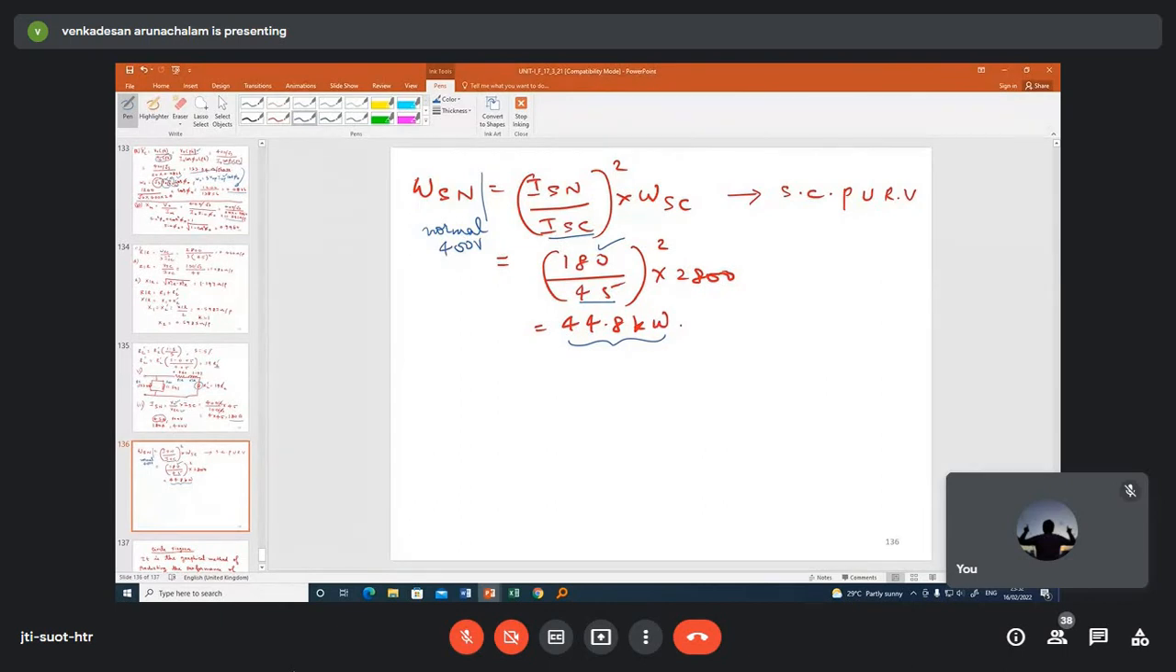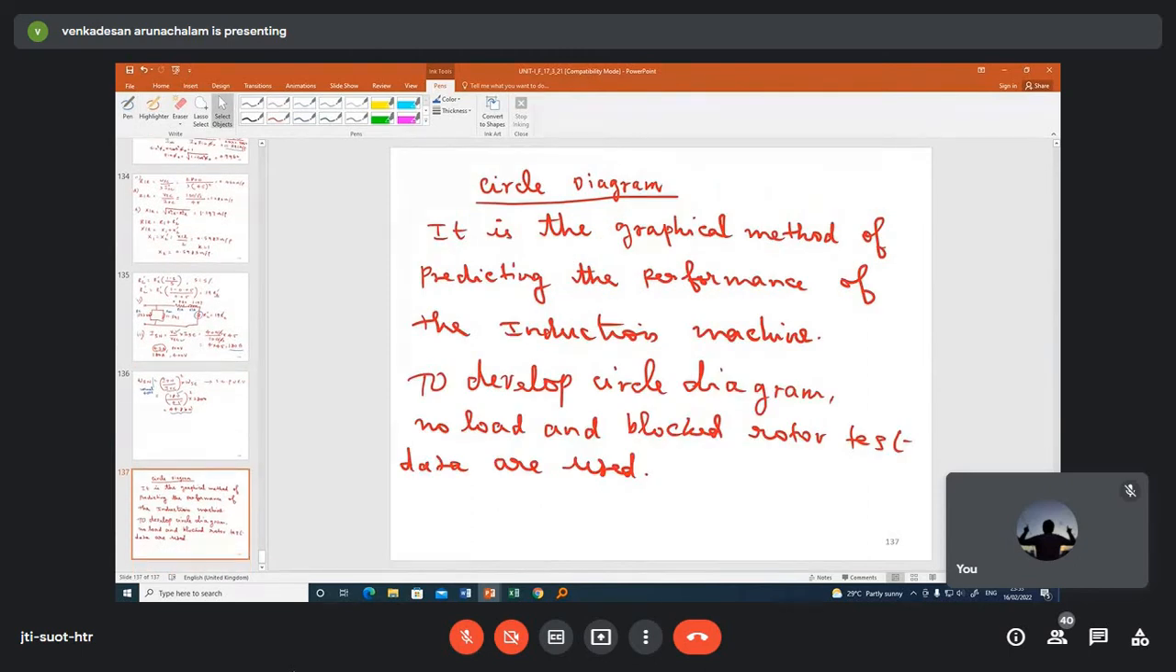In order to determine the performance using graphical approach, we need the data obtained from no load test and blocked rotor test. That is why no load and blocked rotor tests are very important tests, used to draw the equivalent circuit and also to develop the circle diagram from which we can find the performance of the induction motor. But the graphical approach is not much popularly used nowadays. People are directly using the equivalent circuit approach, from which they find the efficiency of the induction motor. So that is why the circle diagram is not much dealt with nowadays. It is the graphical method of predicting the performance of induction machine. To develop the circle diagram, no load and blocked rotor test data are used.